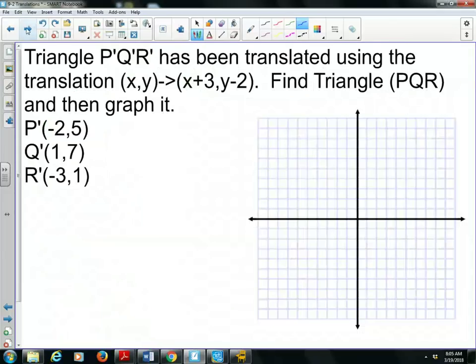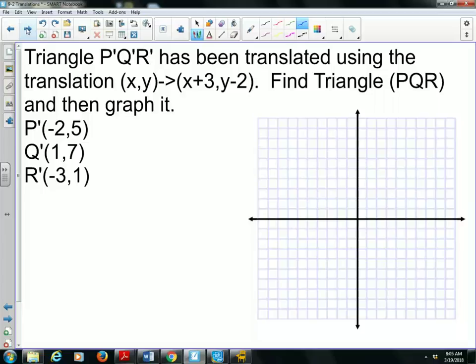Let's try the next one. This time, triangle P prime, Q prime, R prime has been translated using the translation that, for every ordered pair x, y, results in x plus 3, y minus 2. We want to find P, Q, and R and graph it.